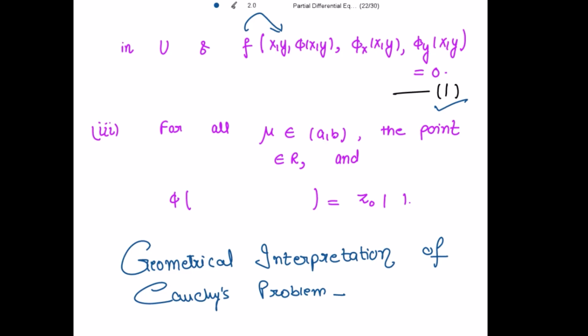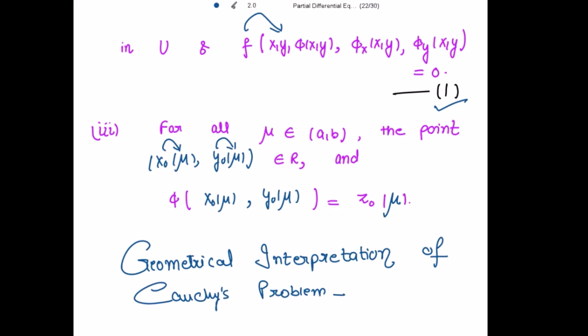Third, for all mu belonging to the open interval AB, the point x naught mu and y naught mu, this point x naught, y naught, which depends upon mu, belongs to R, and phi of x naught mu, y naught mu is equal to z naught mu.